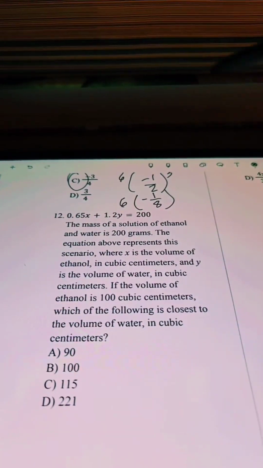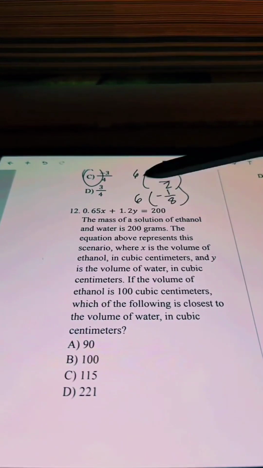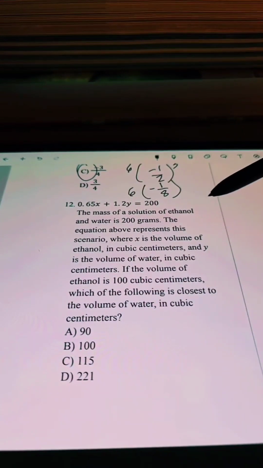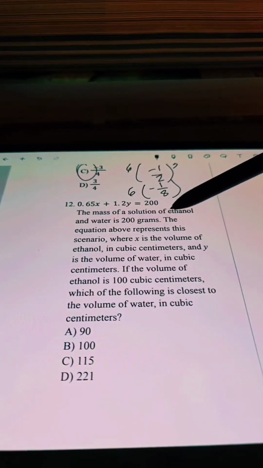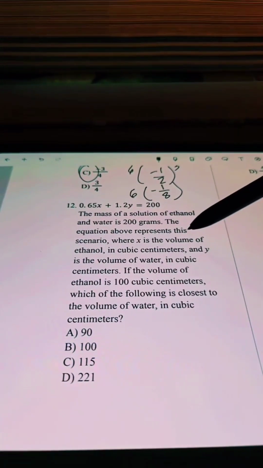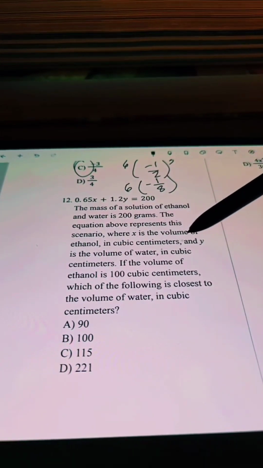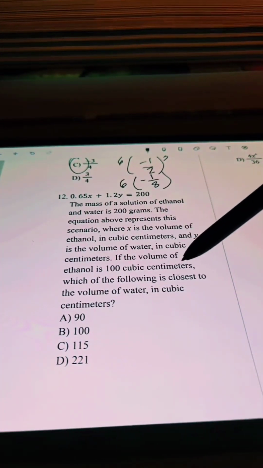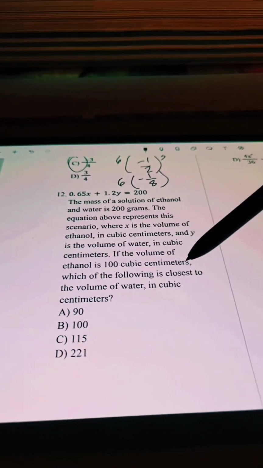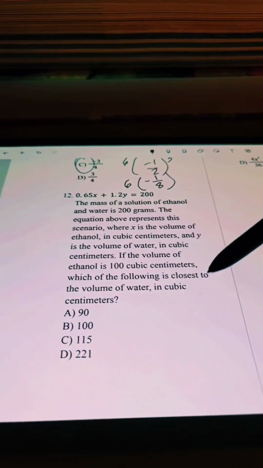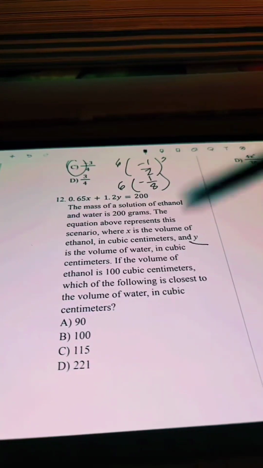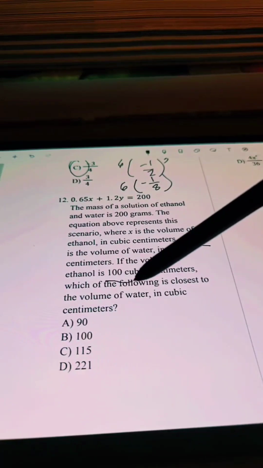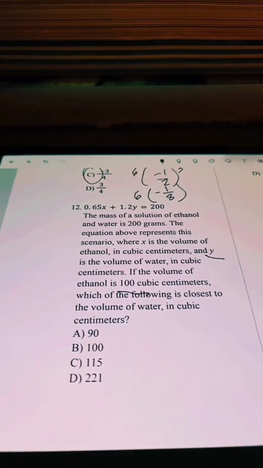Okay, so now we have number 12, and it has this word problem situation happening here. The mass of a solution of ethanol and water is 200 grams. The equation above represents the scenario where X is the volume of ethanol in cubic centimeters and Y is the volume of water in cubic centimeters. If the volume of ethanol is 100 cubic centimeters, which of the following is closest to the volume of water in cubic centimeters? So we want to find the volume of water. So basically we're being asked to find Y. And we've been told what X is, that X is 100. So all we have to do is plug in 100 for X and then solve for Y.